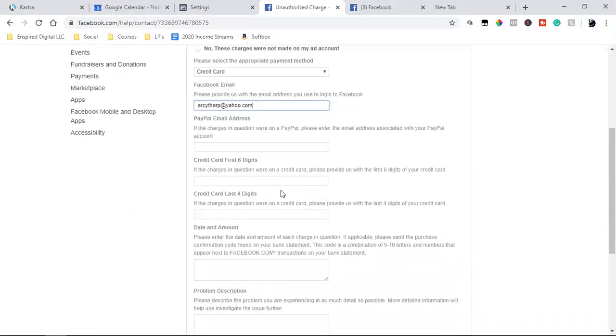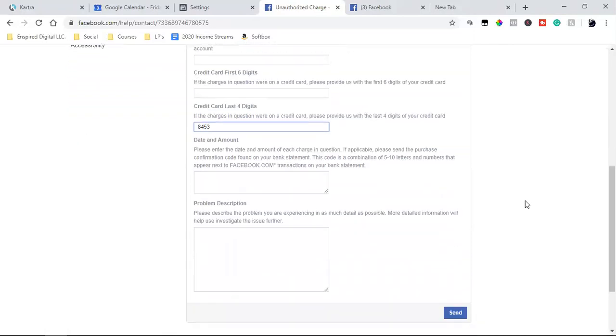Okay, credit card first 6 digits. If the charges in question were on a credit card, please provide us with the first 6 digits of the card. You see, I have the 8453. I don't remember, I just threw it away yesterday. What was it? 8543? 8453, I think. Please provide the date and amount of each charge in question. If applicable, please send the purchase confirmation code found on your bank statement. This code is a combination of 5 to 10 letters and numbers that appear next to Facebook. There are several.